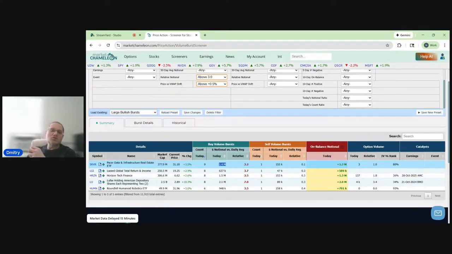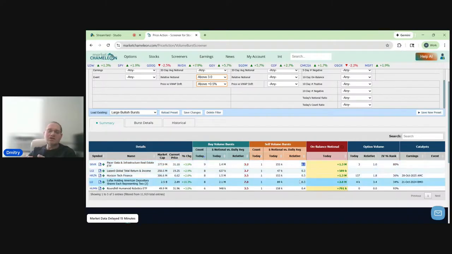And this is 3.2 times the average typical day of volume bursts on the buy side. And then we do the same thing on the sell side. We see there's one for $155,000 worth of notional stock, and that on a relative basis is only 0.1, or 10% of what we see typically in this stock. So you can see there that there is an imbalance on the day of large volume bursts on the buy side relative to the sell side.